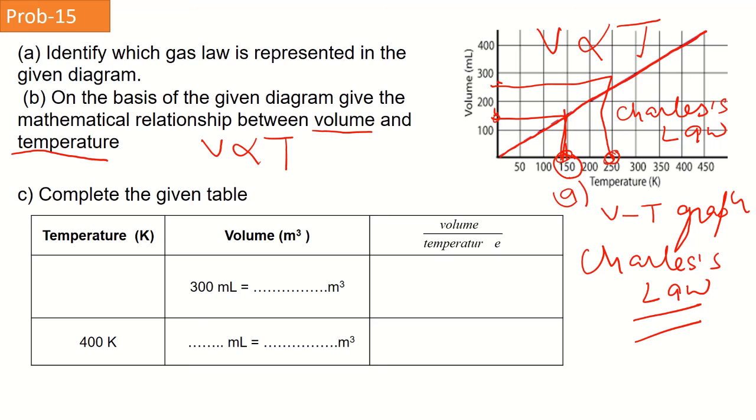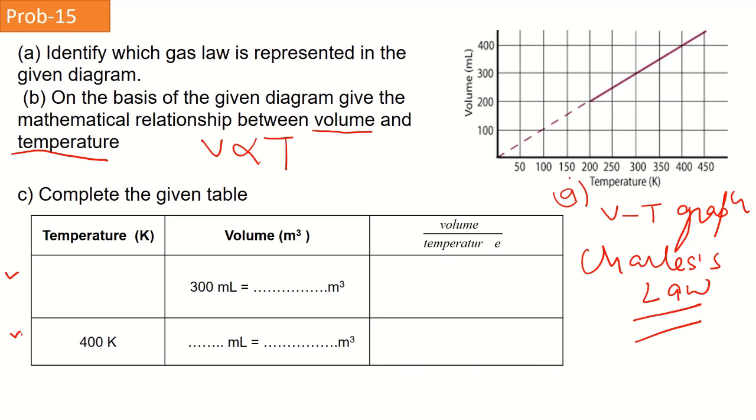Now for part C, complete the given table. You have to complete this table on the basis of the given graph. So let's go to the graph. Here two rows are there. This is row 1 and this is row 2. You have to fill according to the graph.